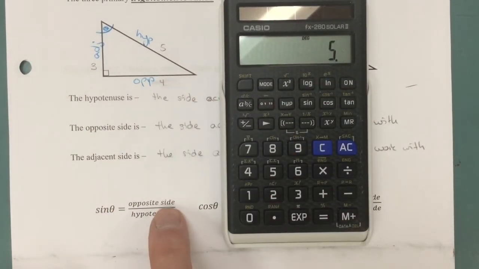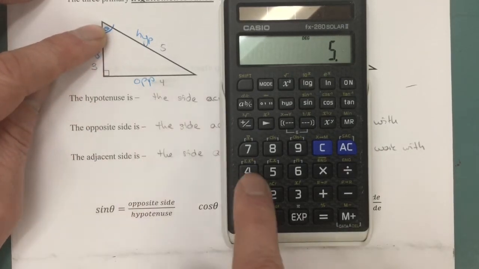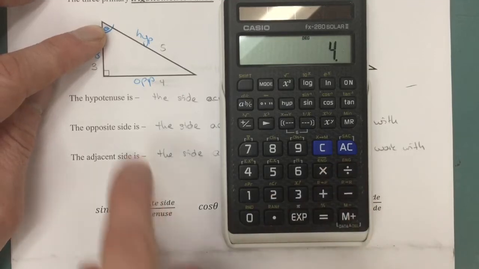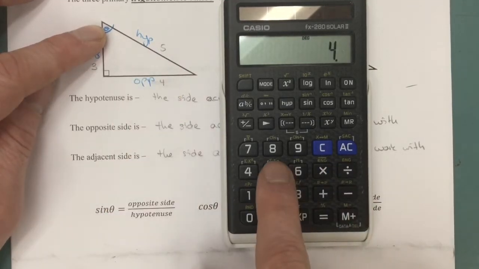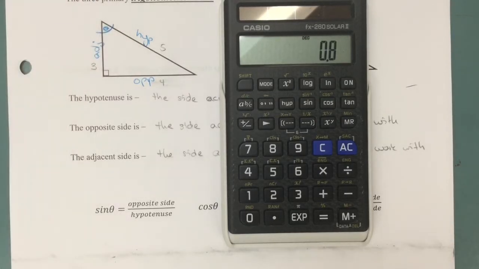If I now take the opposite side of this angle, say 4, and divide it by the hypotenuse, say 5, then my ratio is 0.8. My ratio between the opposite and the hypotenuse is 0.8.